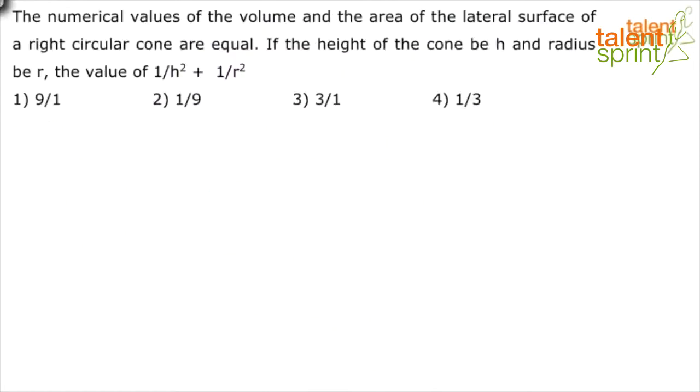Next question. Here's the next one. So this again is on mensuration. It says the numerical values of the volume and the area of lateral surface of a right circular cone are equal. If the height of the cone be h and the radius be r, then what is the value of 1 by h square plus 1 by r square? Now this is an interesting one. There is no numerical value given to us, right? He's only talking about the volume and lateral surface area being equal for a cone. And from that he says, find out the value of 1 by h square plus 1 by r square. So how do you do it? 1 minute should be enough.